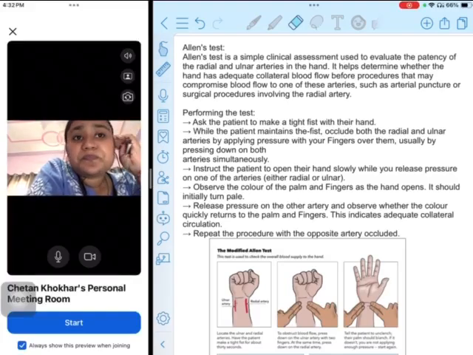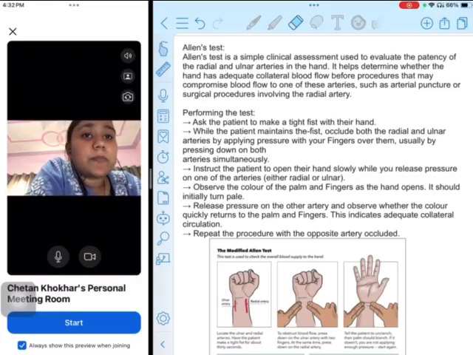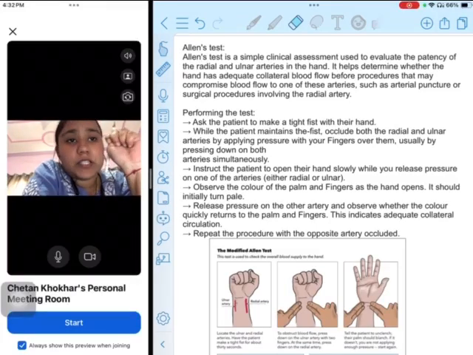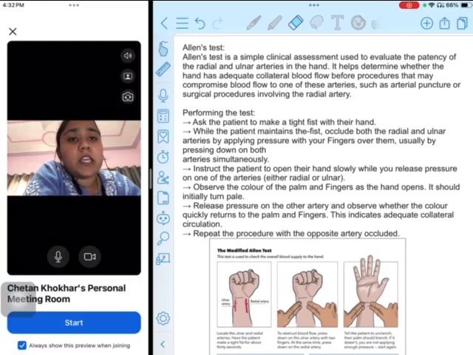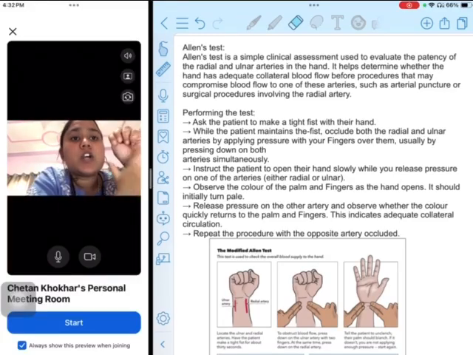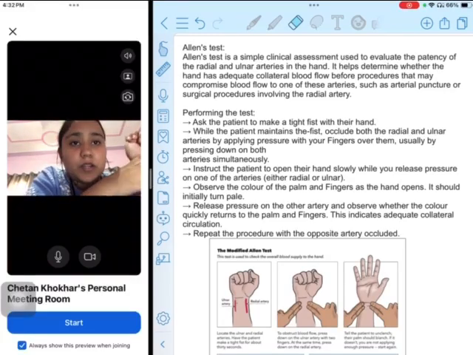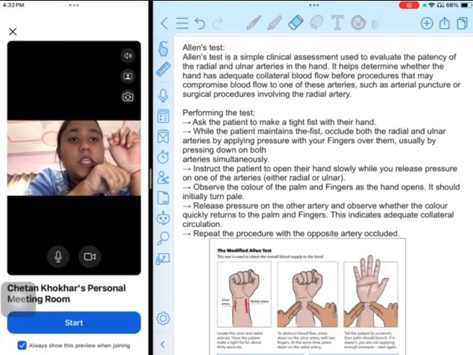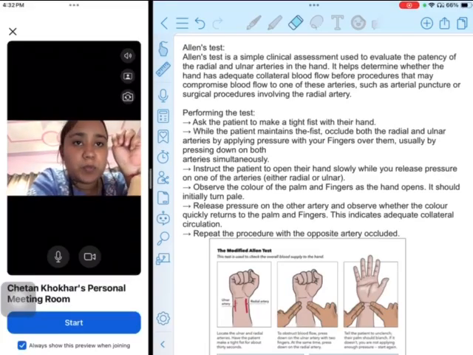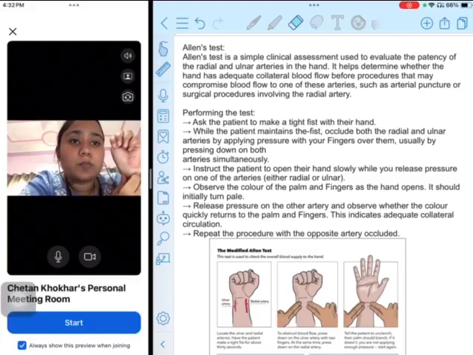Okay, so the steps of Allen test. So first step is we will ask the patient to make a fist of their hand. Okay, the patient will be making the fist of their hand like this. So then what will the examiner do? Examiner will be blocking the radial artery and ulnar artery of the patient. Okay, so he will be blocking both the arteries.